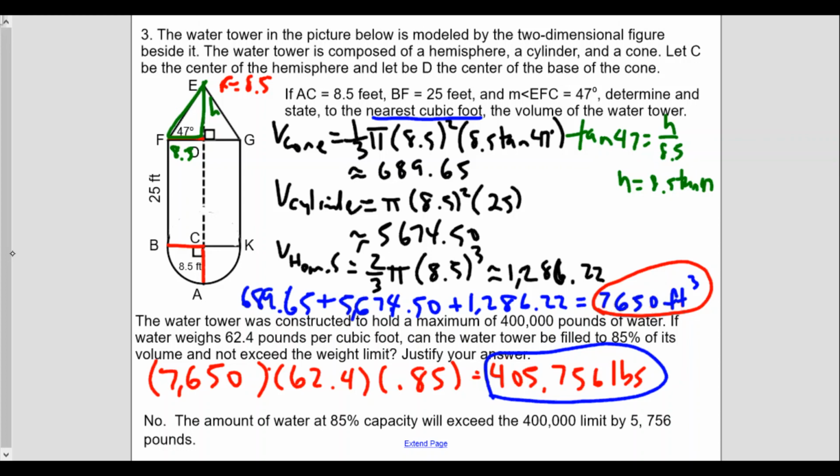So again, you have to show the work. This is good enough to be able to figure out the different values. And notice the height of the cone, I left it as 8.5 tan 47 degrees. If we have something like this on your final, you can do that as well. Just show where all the work is coming from.